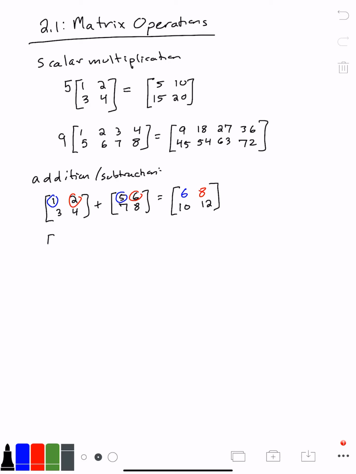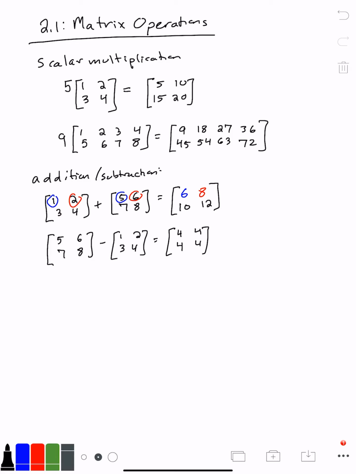Same thing with subtracting. Let's say I want to do 5, 6, 7, 8, and subtract the first one, 1, 2, 3, 4. Just subtract individual coordinates here, and you see we get the answer 4, 4, 4, 4. It's kind of a nice answer there.